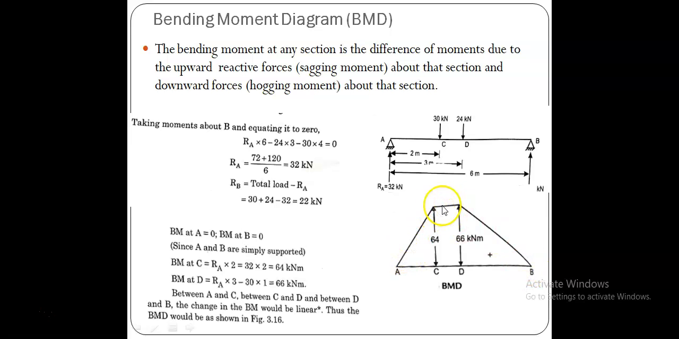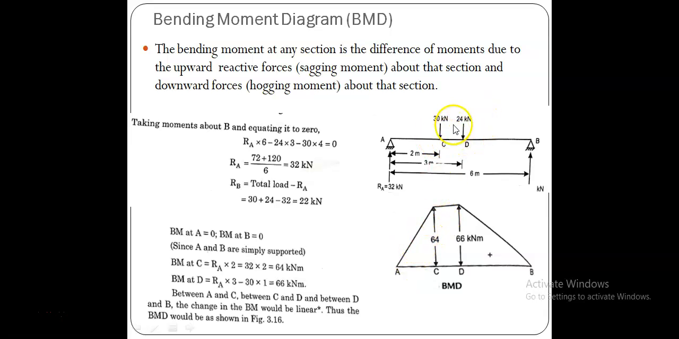Why do I connect all the points by straight lines? Because in this case I can write the equation. Let the distance be x between A and C. The moment equation becomes RA into x. RA into x is nothing but the equation of a straight line or linear line. Therefore I connect this with a straight line.